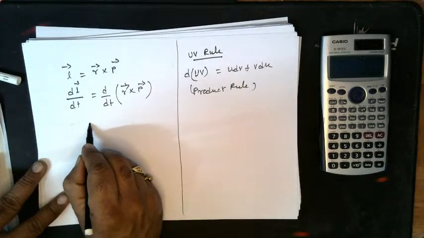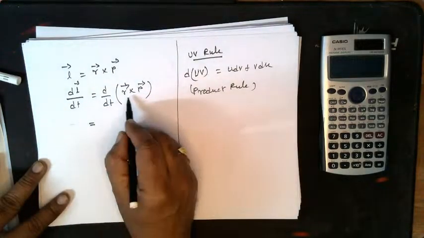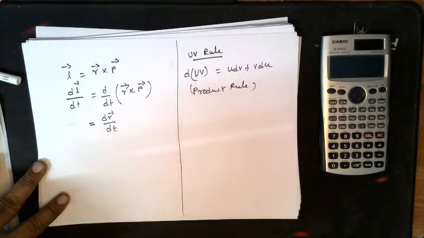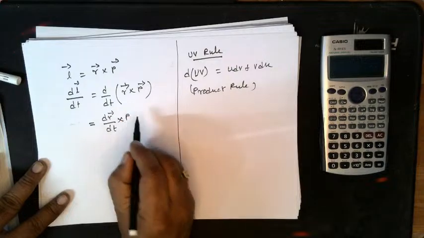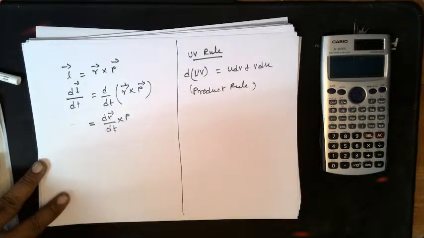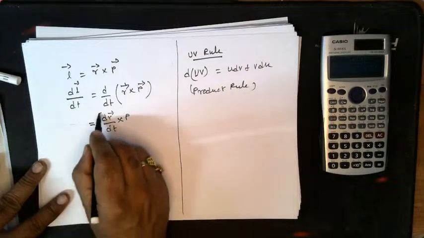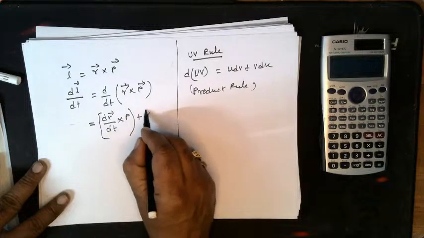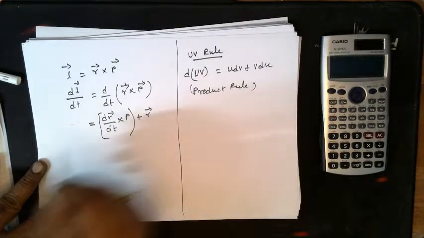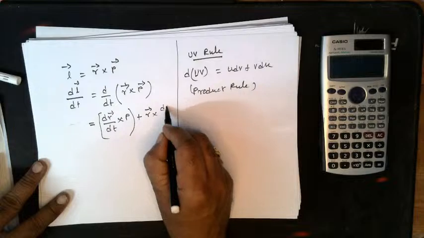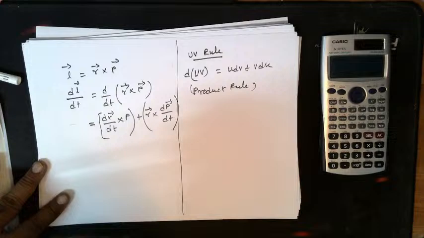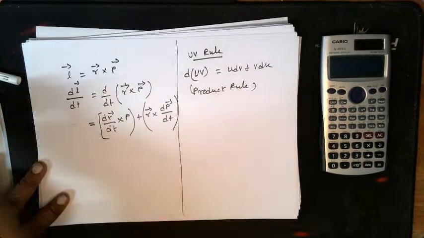Please make a note. So therefore, now this is dr vector divided by dt cross p, where I am maintaining p as constant. Then close the bracket and put plus. Now r vector is made constant, and you differentiate dp divided by dt. Do you understand this? Got it? Yes, sir.